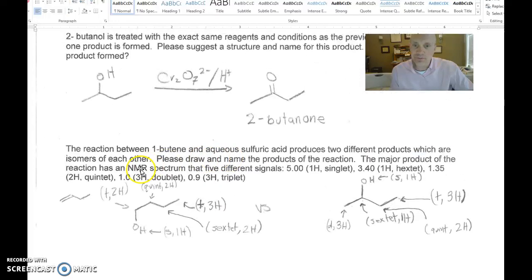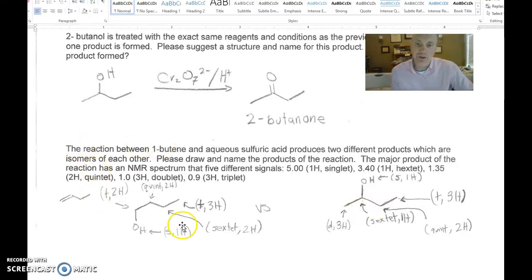The last question is an NMR question, and it says if we had reacted 1-butene with sulfuric acid, it's going to produce two different products. It says that the major product would have this NMR. First of all, the two products are going to be this and this right here. If you took this particular alkene and put the OH on one and the H on the other, and then reverse that, you would get these two products.